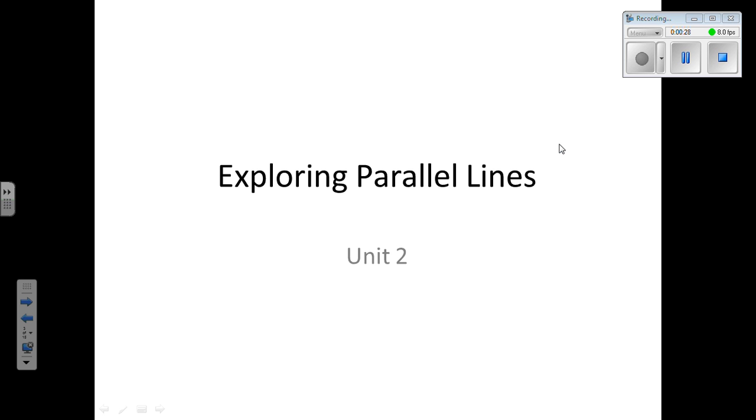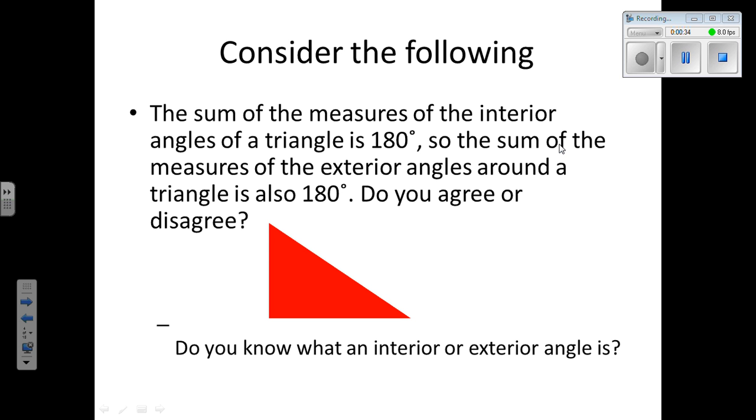All right, so we are going to be exploring parallel lines. We are on page 3. Consider the following. The sum of the measures of the interior angles of a triangle is 180. So the sum of the measures of the exterior angles around the triangle are also 180. Do you agree or disagree?